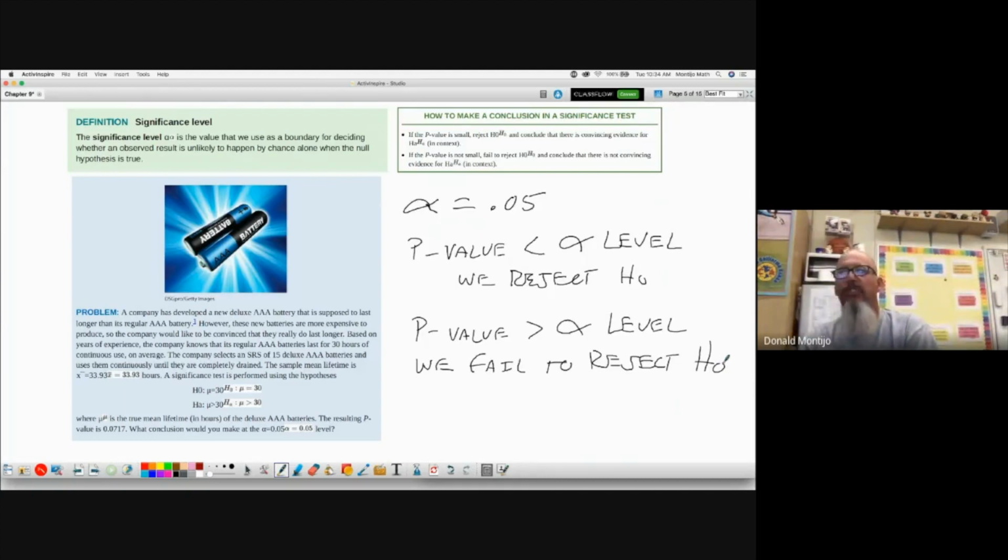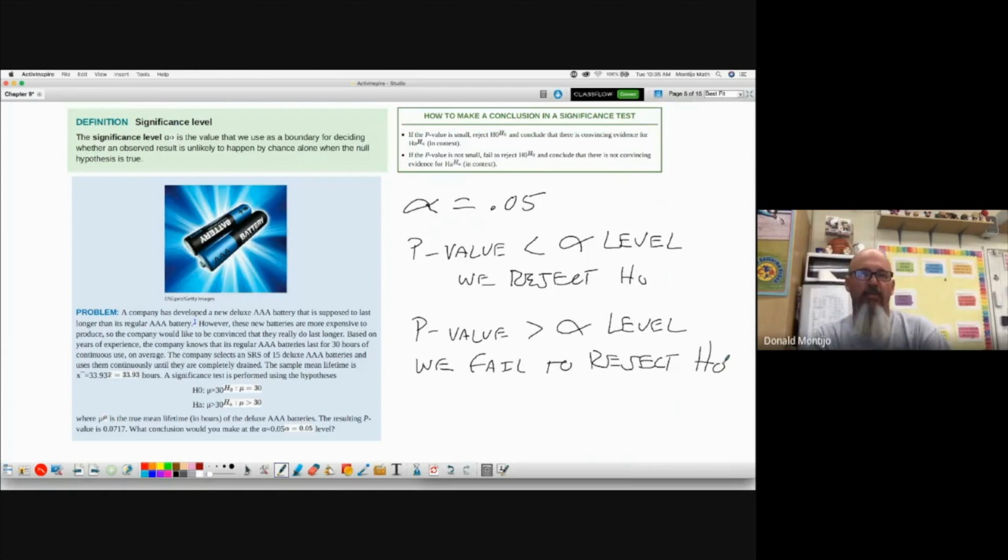If the p-value is not small, we fail to reject the null and conclude that there is not convincing evidence that the alternative is true. So we either reject the null or we fail to reject the null. We never accept the null.